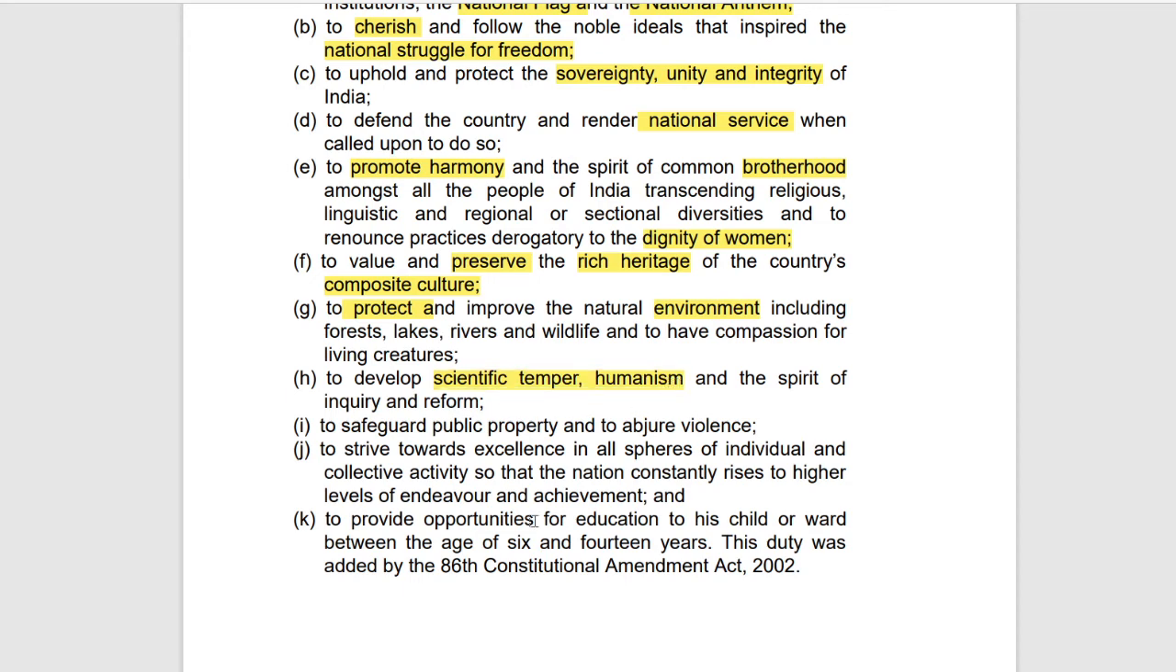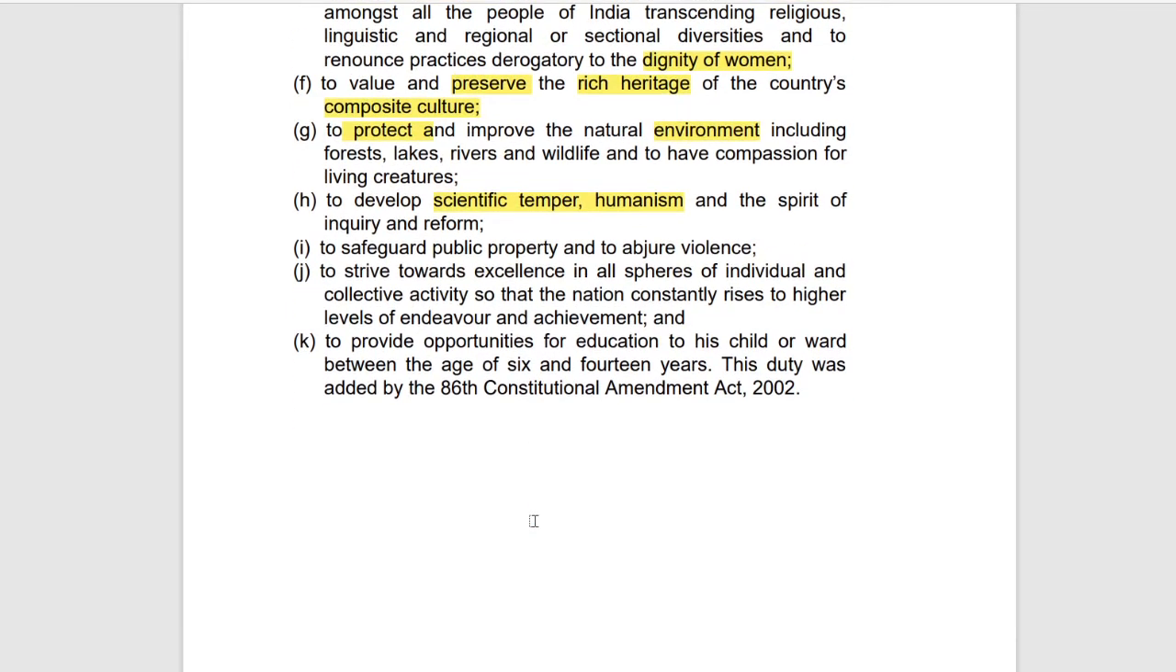This will serve the purpose. You can recall the entire sentence. Next, safeguarding public property and to abjure violence. Just write here public property. Just by reading this word public property, we can recall that it means to save the public property, not harm the public property.